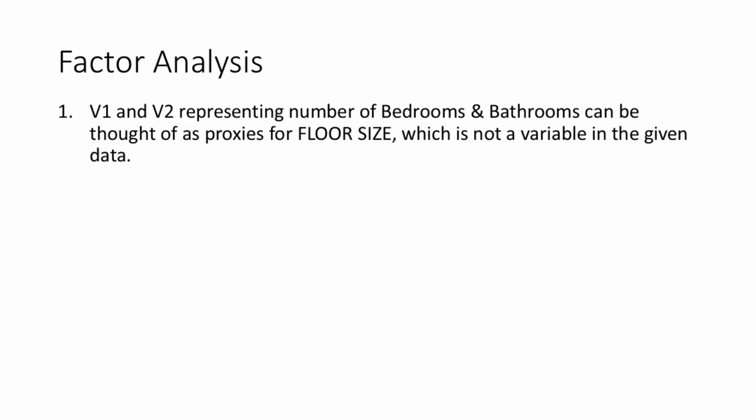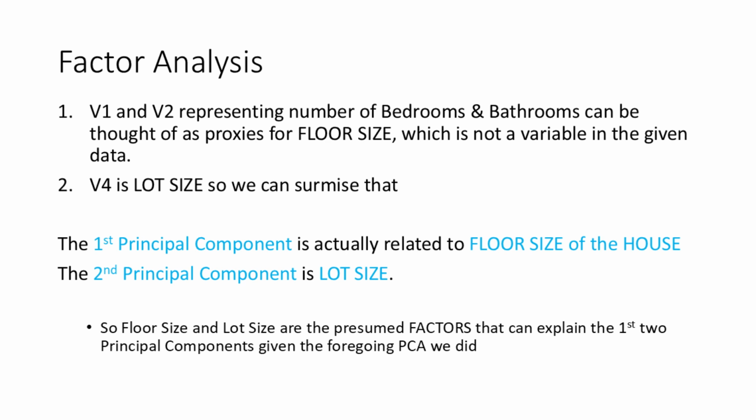Factor analysis. If we try to do some meta-analysis, it should be fairly evident that V1 and V2 are indeed related since both have something to do with the size of the house. The bigger the size of the house, the more bedrooms and bathrooms one can fit in. So if we are to describe a factor that covers them both, we can use floor size, for example, as the factor that mostly explains variables 1 and 2 in the first principal component, and therefore we can use that to explain the first principal component itself. The second principal component is self-explanatory: lot size is the factor and is the only variable left in the second principal component anyway. So we say that floor size and lot size are the presumed factors that explain the first two principal components given the foregoing PCA, and it captures 94% of the variations.